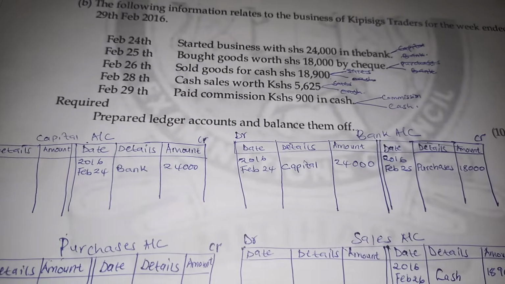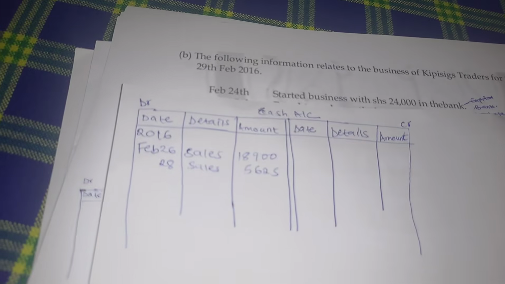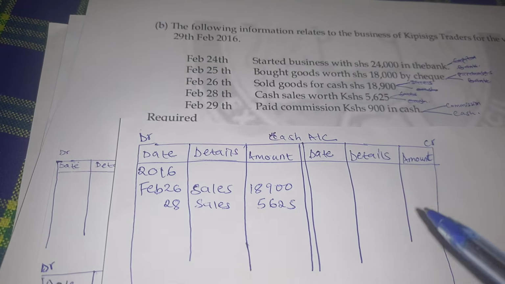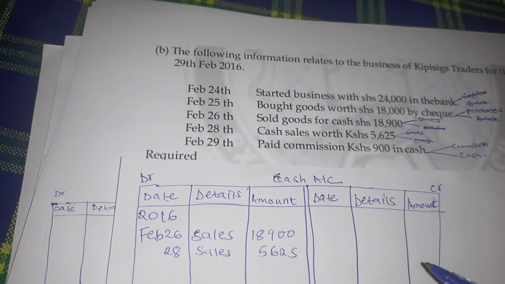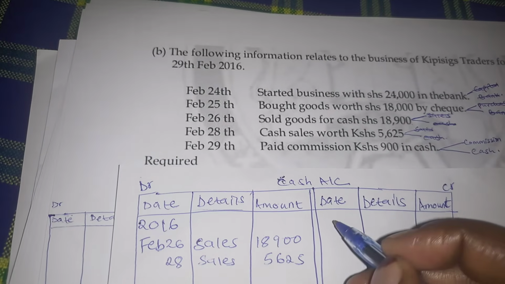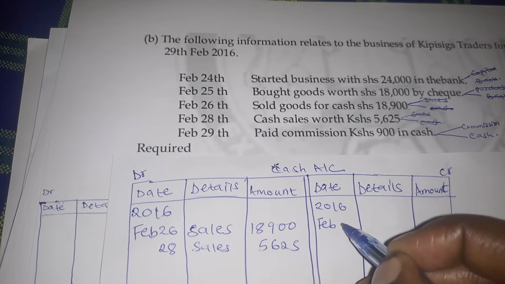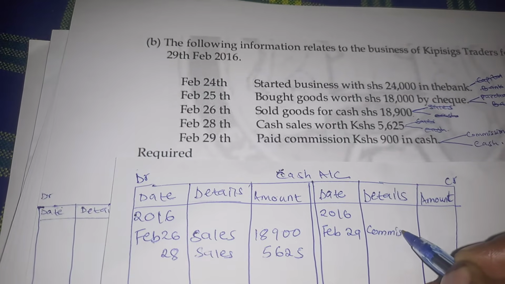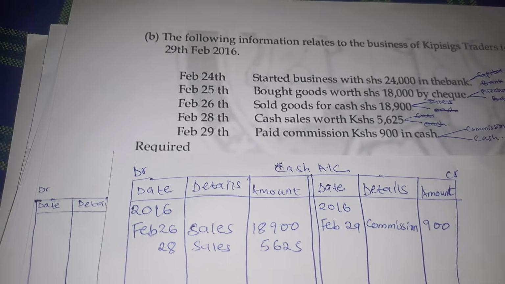And lastly, on the 29th, paid commission 900 shillings in cash. So we're going to use a commission account and the cash account, and because we already have an existing cash account, we do not require to open another one. Paid commission, so cash in the business is reducing, so we credit that one. Date is February 29. Where did this money go to? To pay for the commission, which is 900.